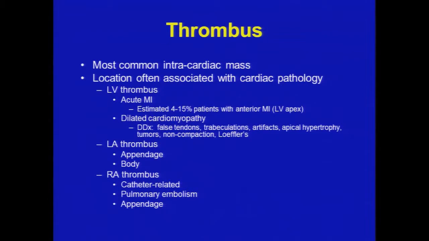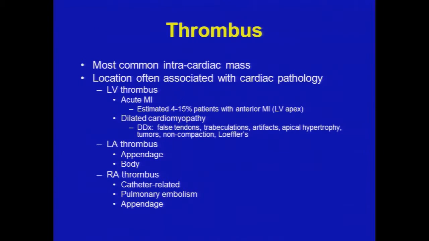Thrombus is the most common intracardiac mass, and it's usually found in characteristic locations. Within the left ventricle, it's highly associated with large anteroapical infarctions. Even in the current era of rapid reperfusion, it's estimated that between 4 and 15% of patients who have a large LAD infarction with apical involvement may have a thrombus present. Also, in patients who have dilated cardiomyopathy, an increased incidence of thrombus is found. Often it's layered at the left ventricular apex. Many times echocardiography may not see that, and it may be better seen by cardiac magnetic resonance.